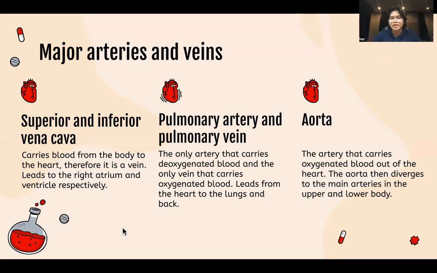The aorta is the artery that carries oxygenated blood out of the heart. The aorta then diverges to the main arteries in the upper and lower body. The aorta takes the oxygenated blood from the left ventricle.